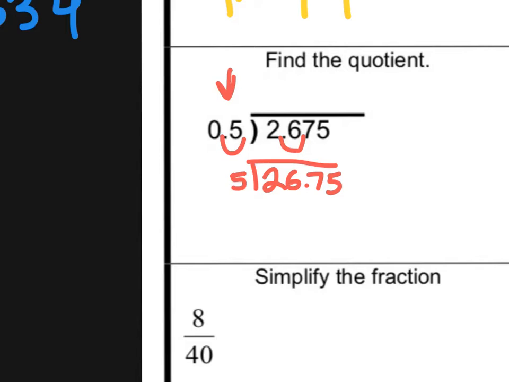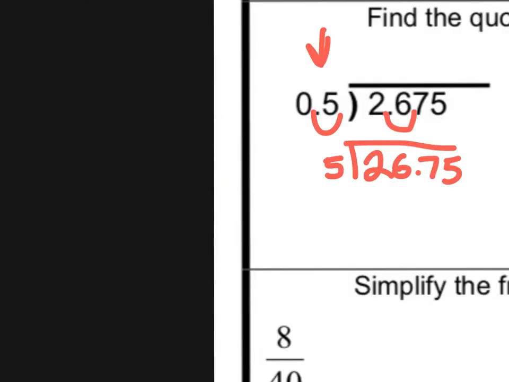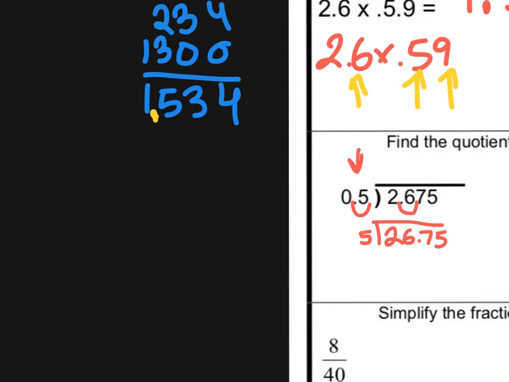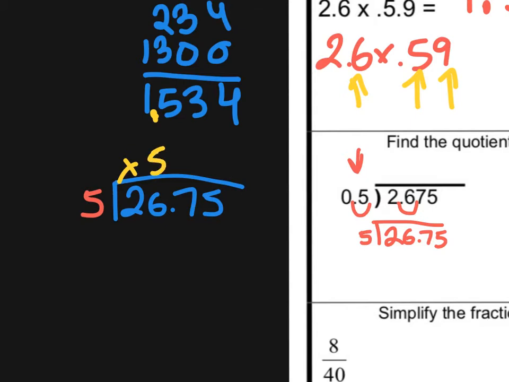I'll go ahead and write it on the side right here so we have more space to work with. Here it is, 26.75 divided by 5. Now 5 cannot go into 2. It can go into 26 5 times because we know that 5 times 5 is 25. Subtract that, we'll get a 1. Drop the 7, that will make it into 17. It can go into it 3 times because 5 times 3 makes 15.